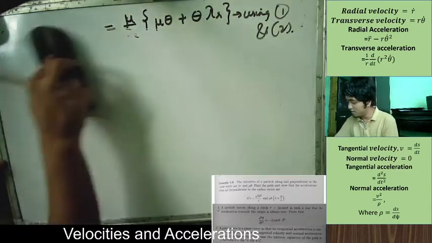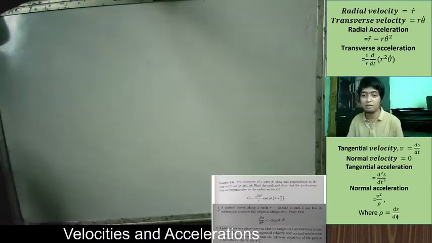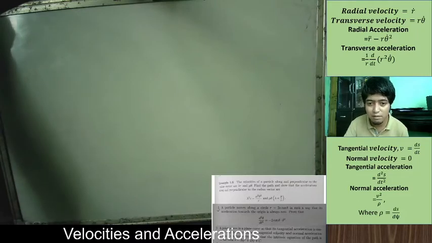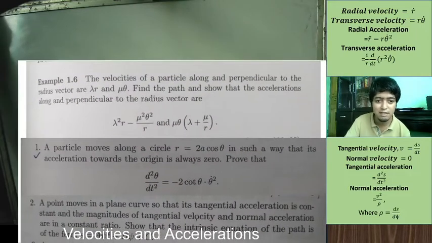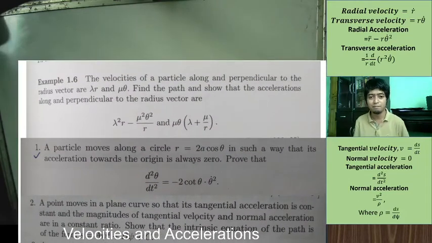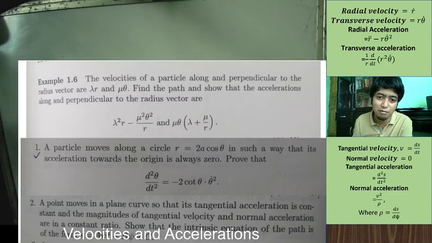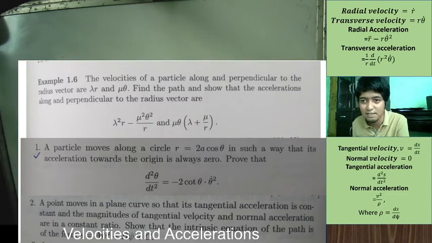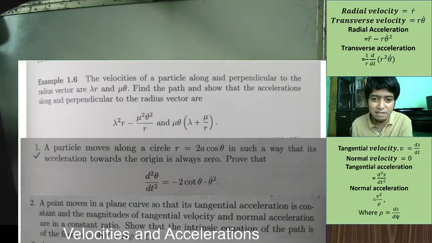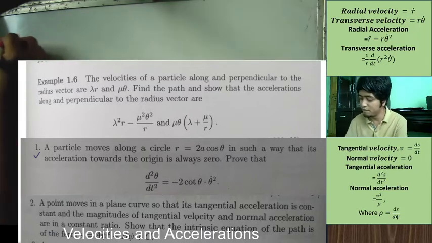Now let us try question number 2. That was example 1.6. Now let us try exercise 1. A particle moves along a circle r equals a cos theta. Again, it is a question involving the radial and transverse directions. That's why we will be using the formula above. Acceleration towards the origin is always 0. Let's try to interpret that.